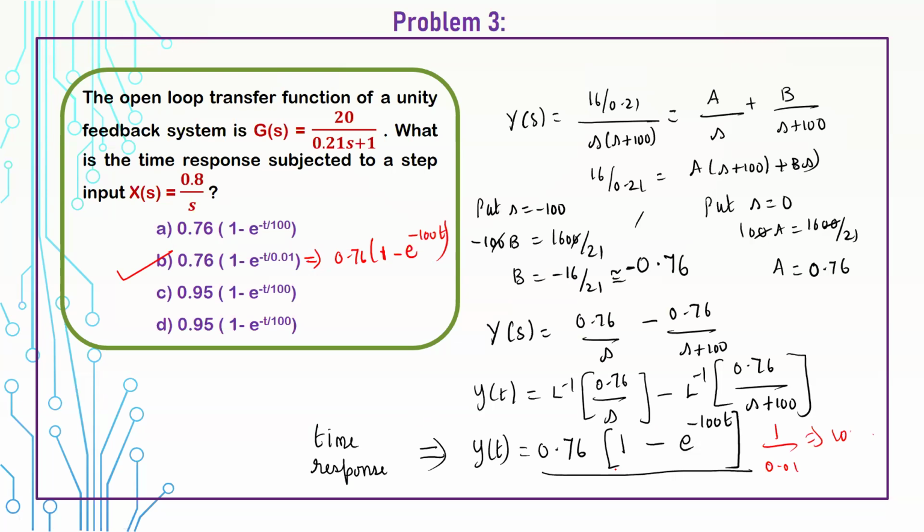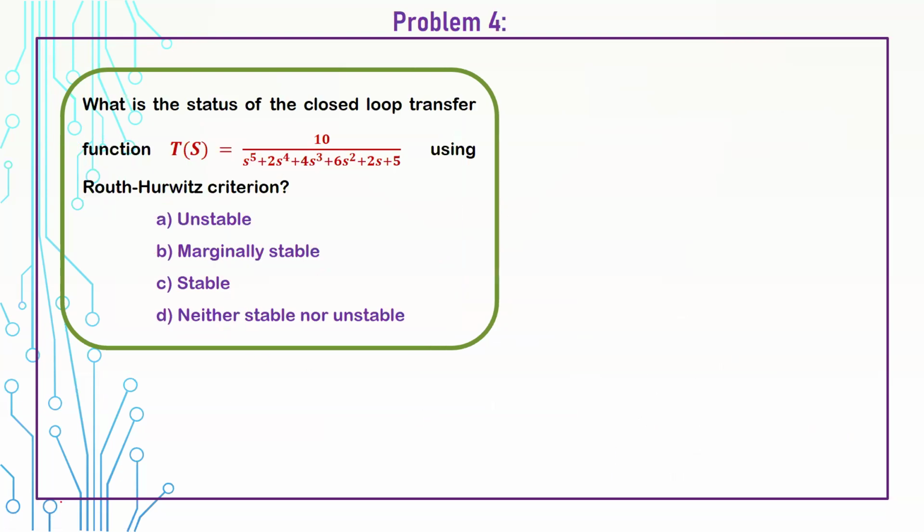So let me start solving the last problem. What is the status of the closed loop transfer function T of S? One transfer function is given, using the Routh-Hurwitz criterion. Using the RH criterion, we need to find whether the system is stable or not. The given options are unstable, marginally stable, stable, neither stable nor unstable. So we need to find the Routh array. We need to form the Routh array, and by that we can find out whether the system is stable or not. So from the given transfer function, let me write the characteristic equation first.